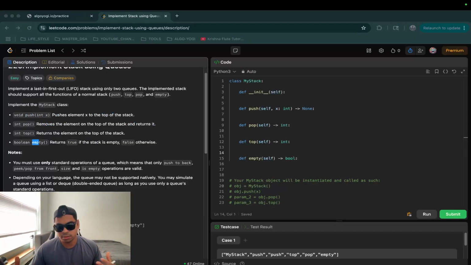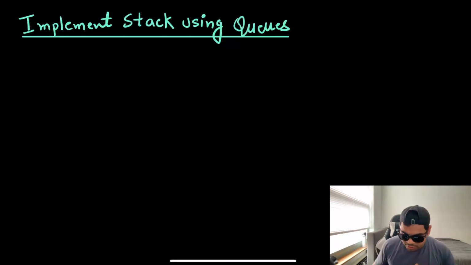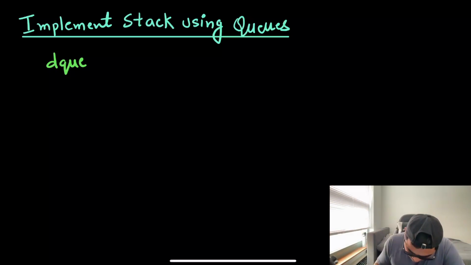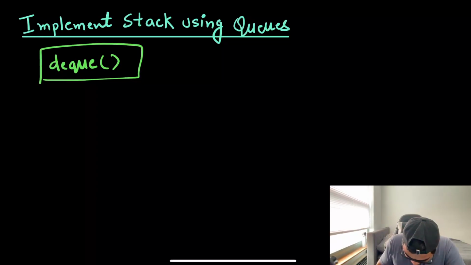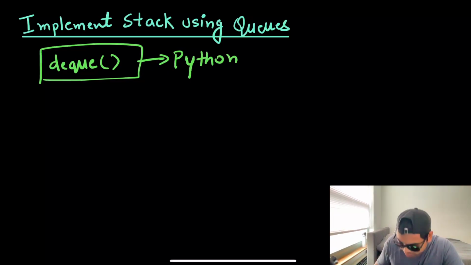So let's understand how we're going to do it using a queue. In Python we have this data structure that is called deque. Let me just correct myself, D-E-Q-U-E. So this is the data structure that is in Python.